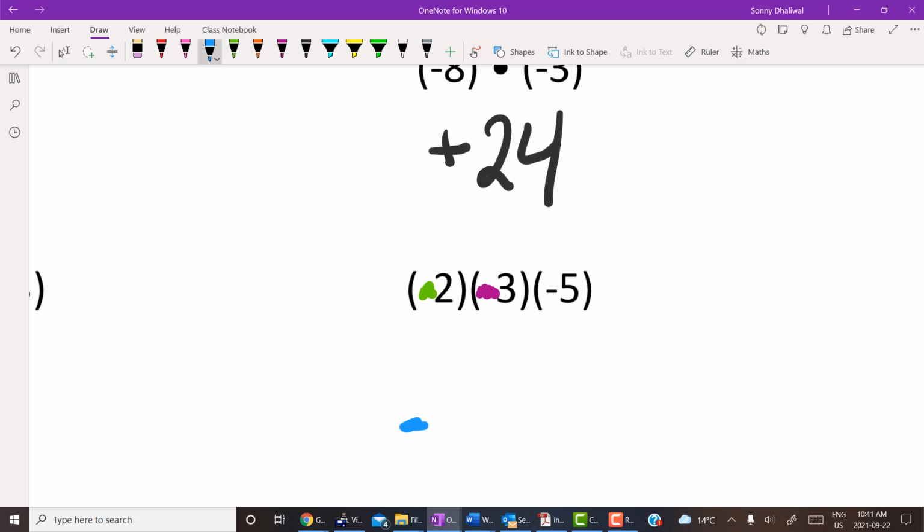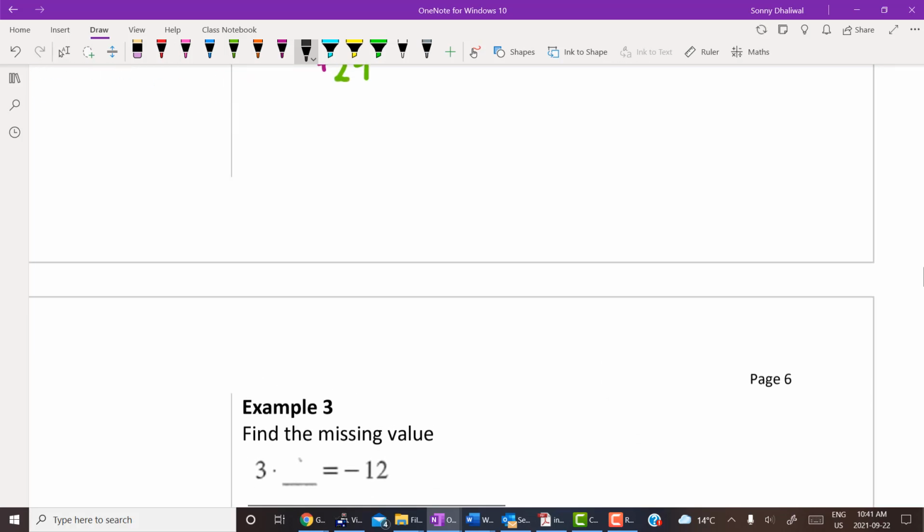Yeah. So once again, to do it in 2 steps, if that is too quick for you, 2 times 3 is 6. We still have that 5 sitting there. 6 times 5 is 30. So the answer is negative 30. Yeah? Good. You guys are fantastic.